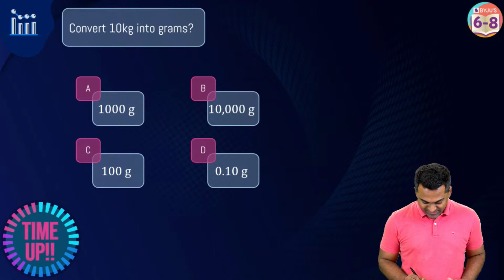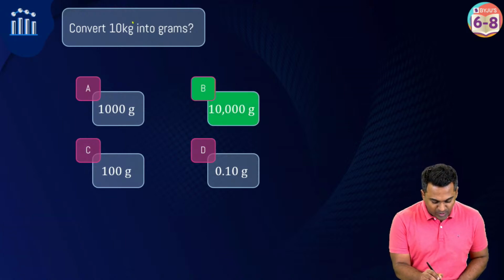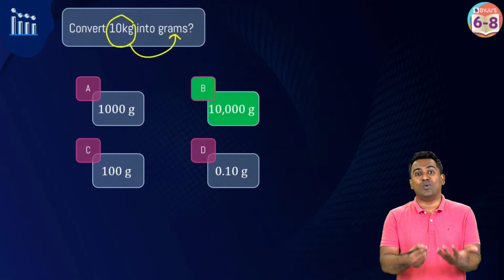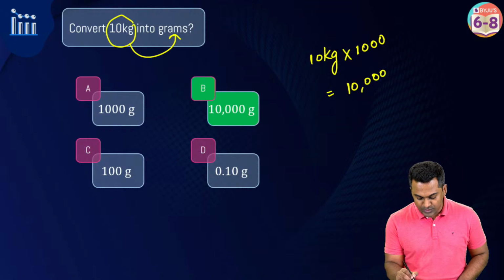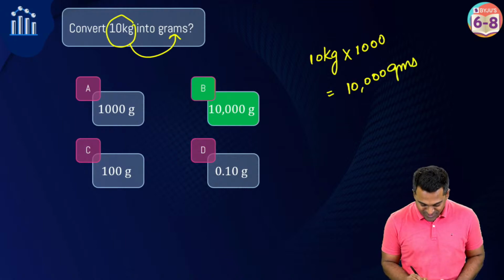Well done. I think the correct answer is going to be option B. We've just seen it, right? Kilograms, if you want to convert it to grams, you multiply by 1000. So 10 kilograms, when I multiply by 1000, is going to be 10,000 grams. All right, so well done. The correct answer is going to be option B.